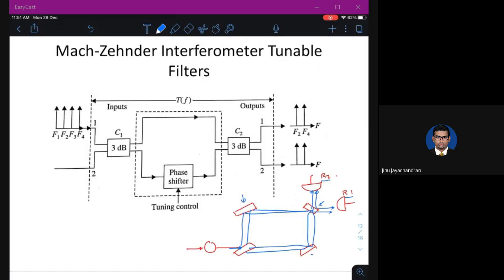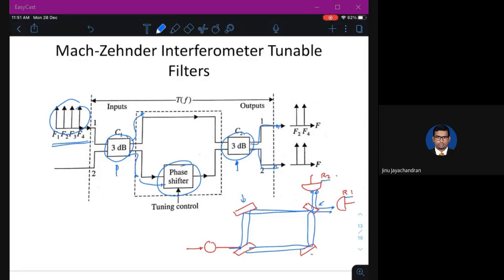Now, how the filtering works is, let's say you have different frequencies here. There's a 3 dB coupler. This is like decoupling, and this is coupling. So you have multiple lights coming in, which will be split into 2 separate branches. There's a phase shifter here, and the phase shifter will change the phase of the light traveling through it, and there is a coupler here which will mix the signals, and when it comes out, the output will be filtered.